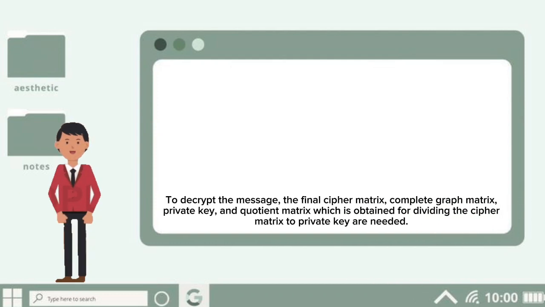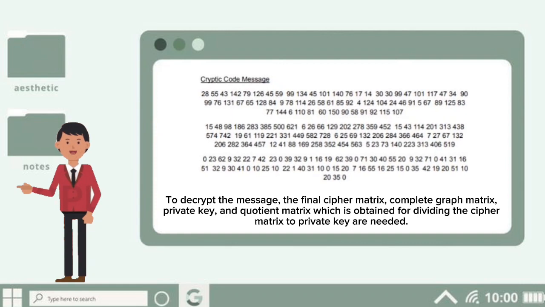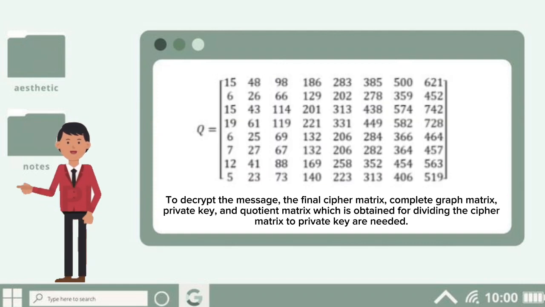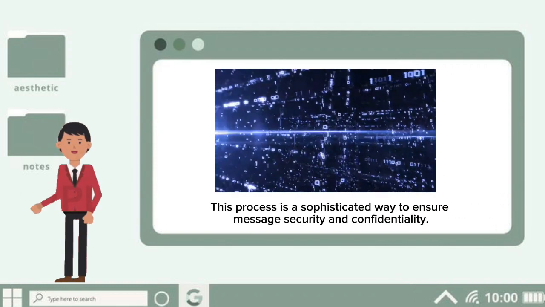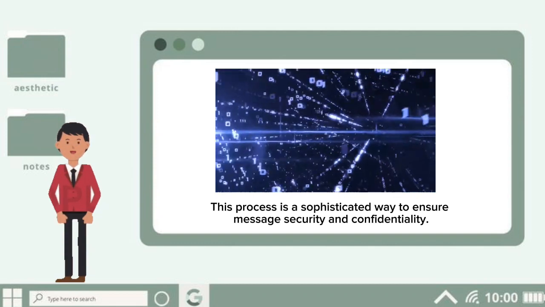To decrypt the message, the final cipher matrix, complete graph matrix, private key, and quotient matrix, which is obtained from dividing the first cipher matrix by the private key, are needed. This process is a sophisticated way to ensure message security and confidentiality.